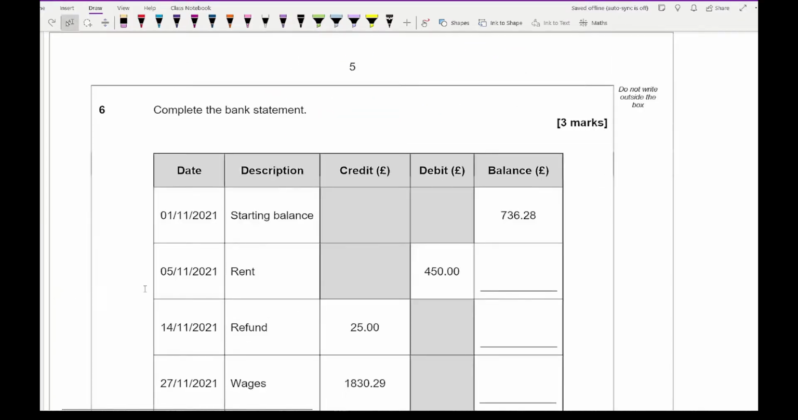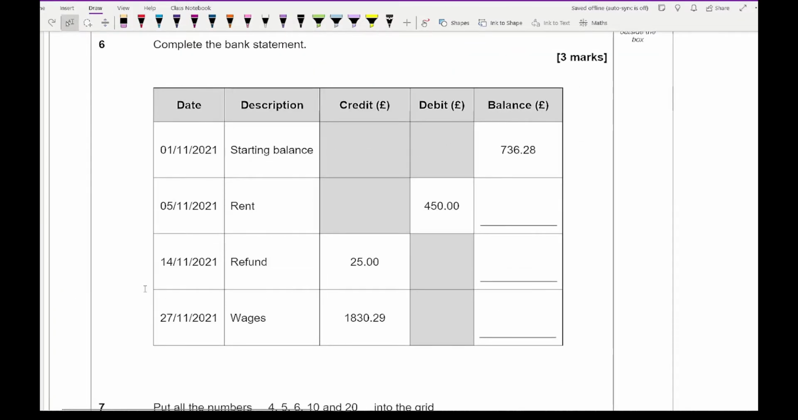So moving on to question 6, it says complete the bank statement, and so for credit that's basically things being added, and for debit that's things being taken away. And again, you can gauge that from what the description says. So rent is something that's been taken out, refund is when you're getting money back, and wages is when you're getting something in as well.